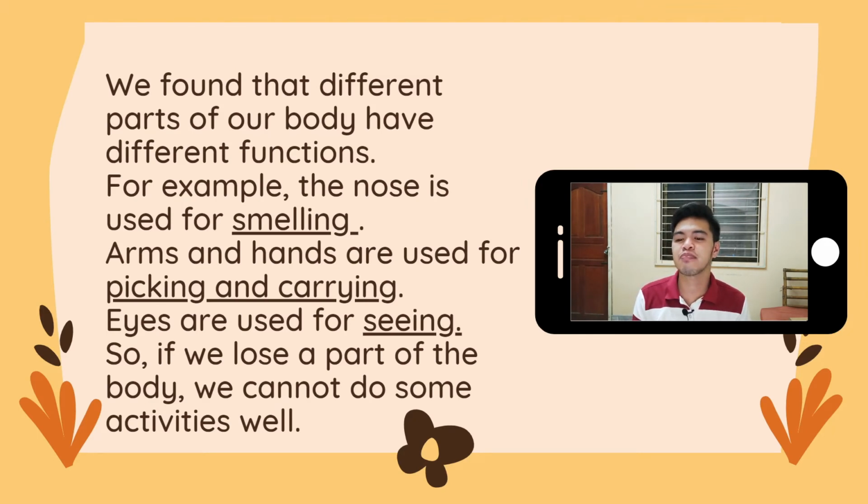We found that different parts of our body have different functions. For example, the nose is used for smelling. Arms and hands are used for picking and carrying. Eyes are used for seeing. So if we lose a part of the body, we cannot do some activities well. Each part of our body has a purpose and functions. That is why if some of them are lost, our body will have a hard time to work properly.